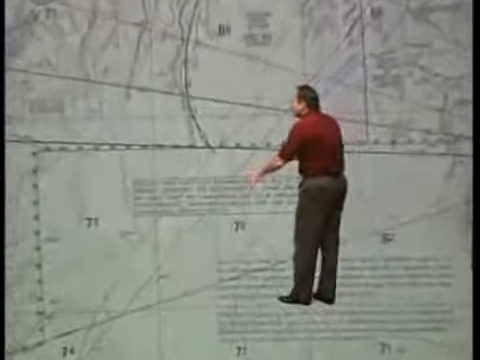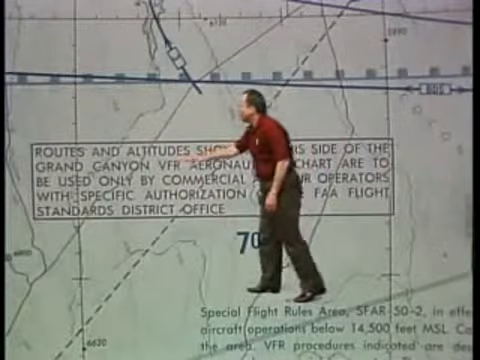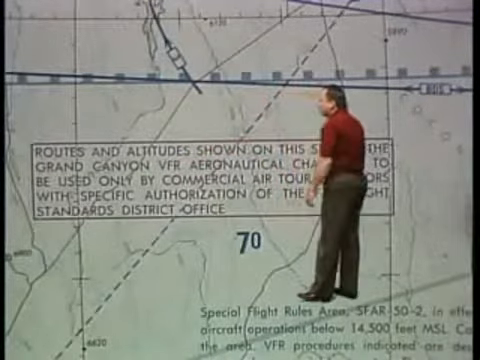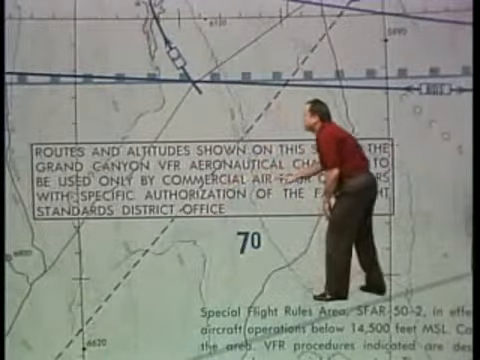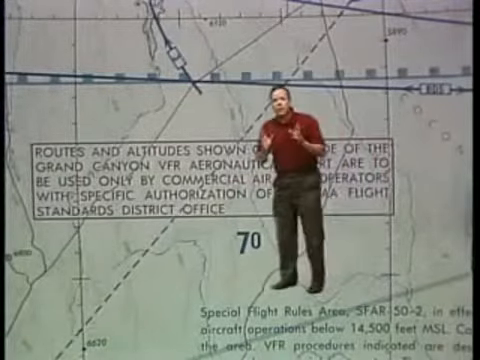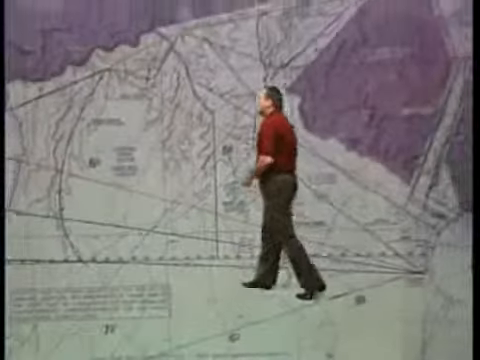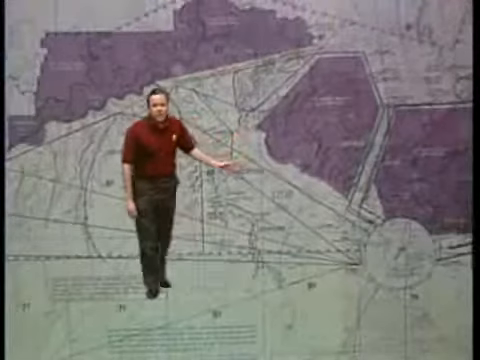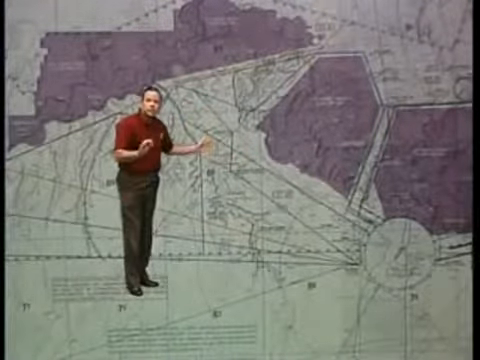If you look very carefully inside this box, it says the routes and altitudes shown on this side of the Grand Canyon VFR aeronautical chart are to be used only by commercial air tour operators with specific authorization of the FAA Flight Standards District Office. So the important thing to know is even though you see routes over here on this side of the chart, you cannot fly these routes. These are for air tour operators only with approval of the FAA.